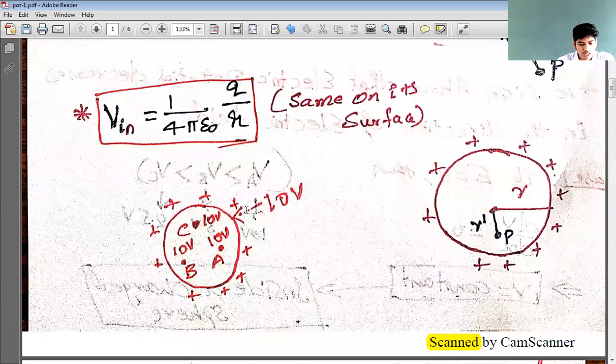Let me show here. Here is a charged spherical shell.